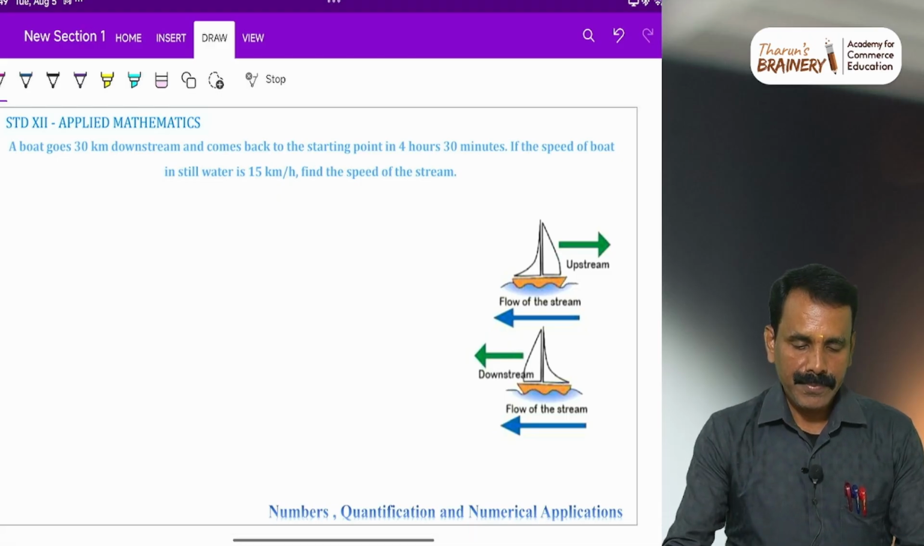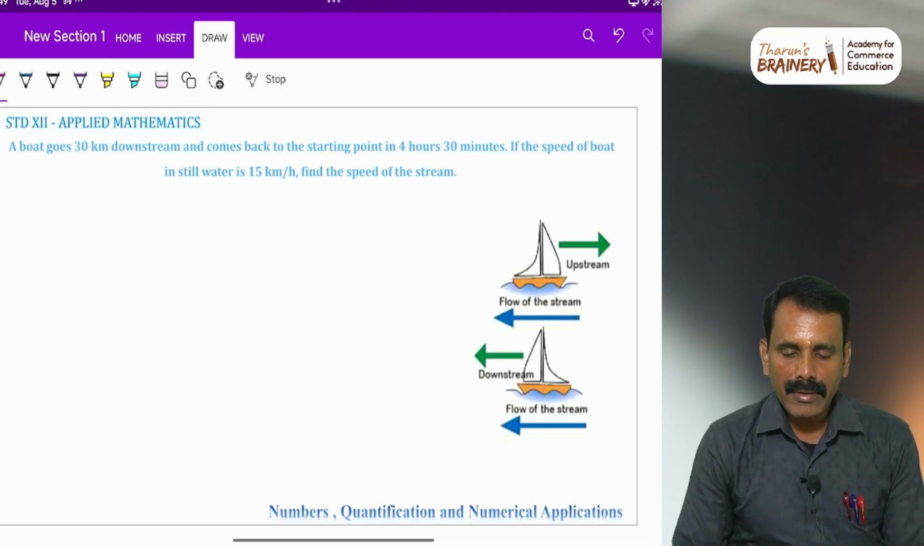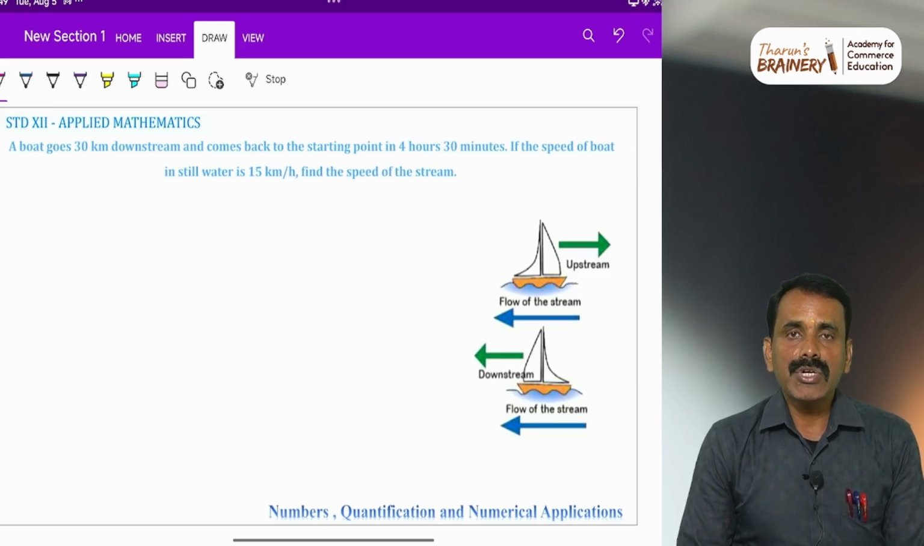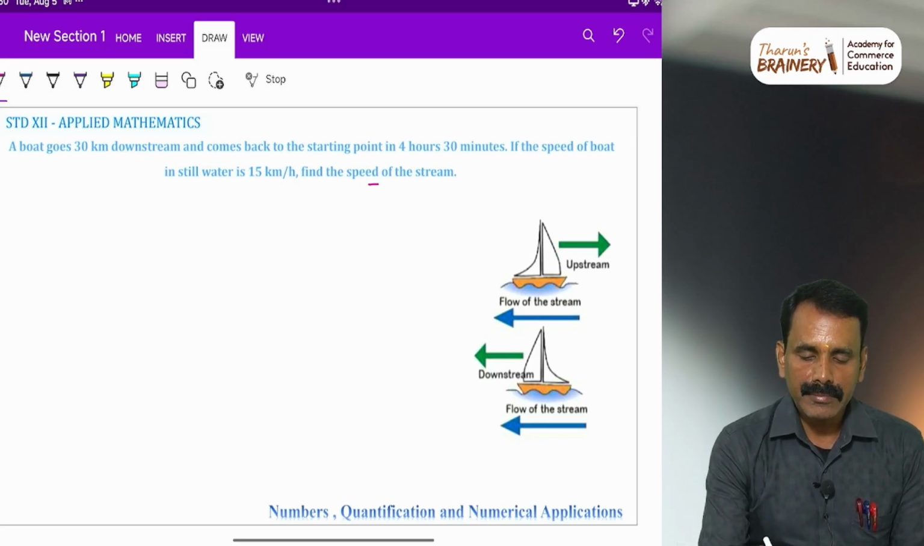Hi students. A boat goes 30 km downstream and comes back to the starting point in 4 hours 30 minutes. If the speed of the boat in still water is 15 km per hour, find the speed of the stream. So the distance travelled by the boat downstream is 30 km, upstream also 30 km, and the total time taken for them is 4 hours 30 minutes. The speed of the boat in still water is given to be 15 km. We are supposed to find the speed of the stream.